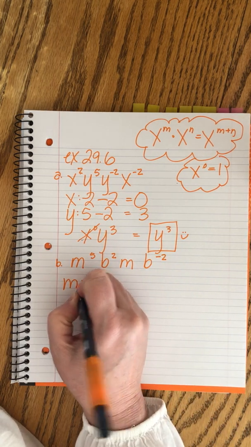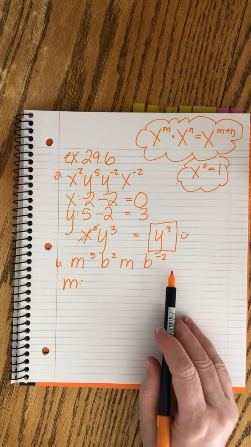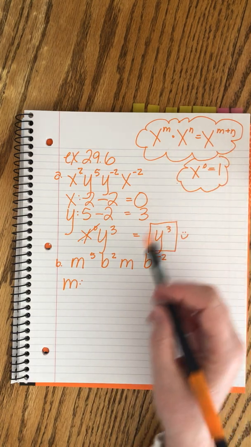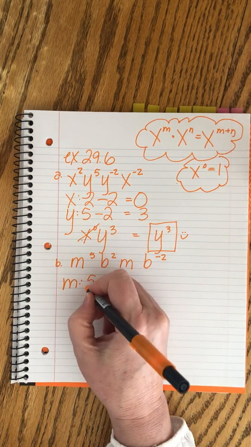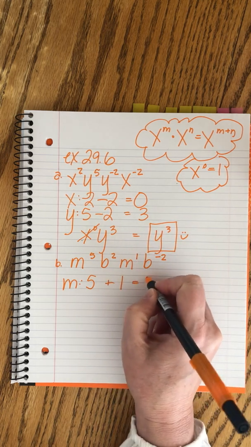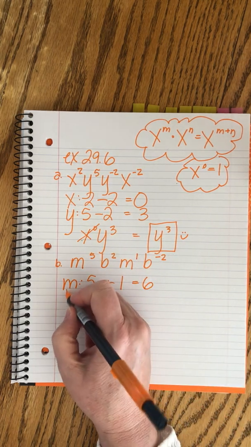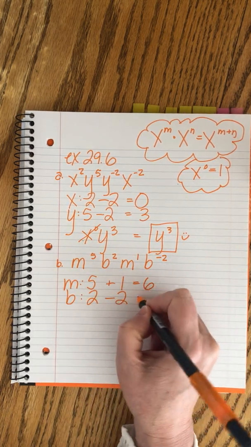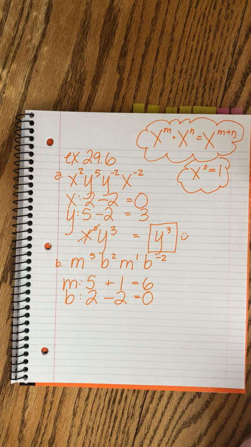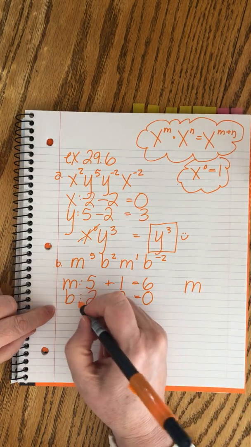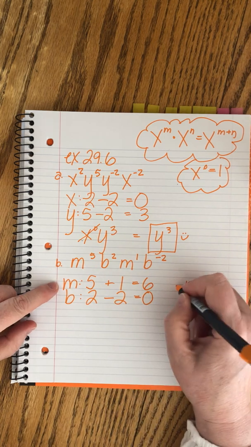Okay, so we have a 4-part expression. 2 of the bases repeat. We know we can add the exponents. So for m, I'm going to do 5, and then this one needs an exponent, plus 1. That equals 6. And then for b, we have 2 and minus 2. Aha, so that equals 0. Our final answer then, the b is wiped out, and we just have m to the 6 as our final answer.